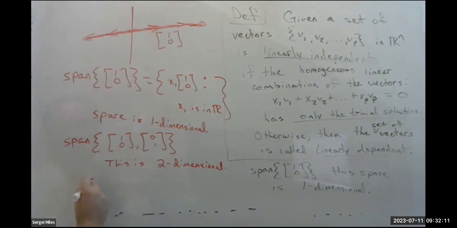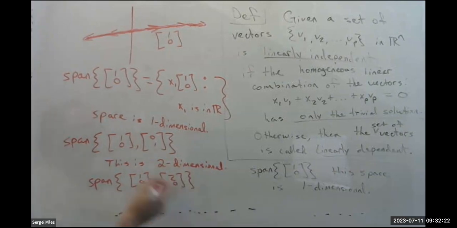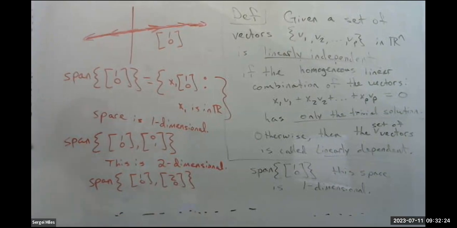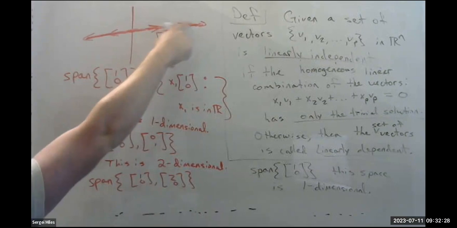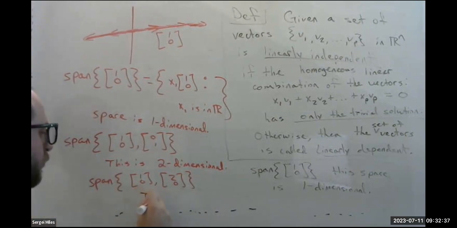But I also want to highlight the number of vectors in your span is not necessarily the dimension. If I take the span of 1, 0 and 2, 0, well, 2, 0 is just a multiple of 1, 0. This isn't a new direction I can move in. It's on the same line. So taking combinations of these two, even though there are two vectors, I still only have one pivot. And so this is one-dimensional.